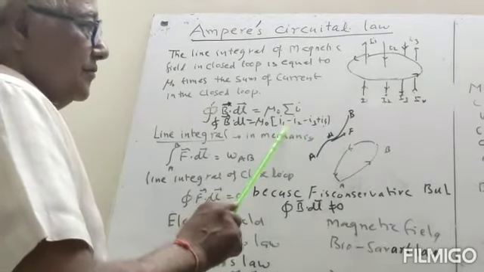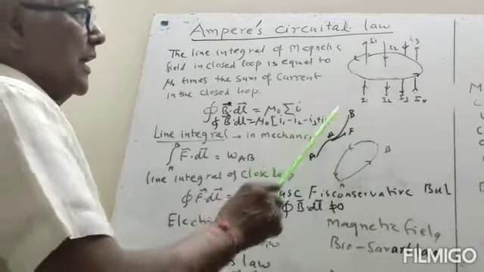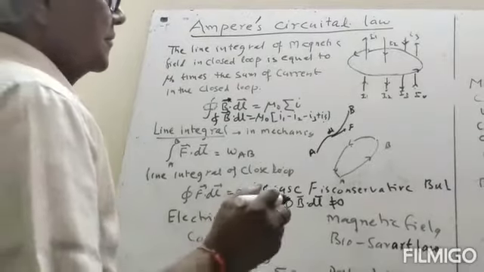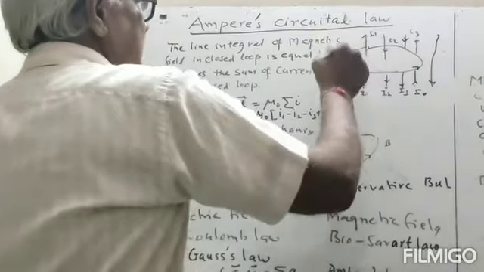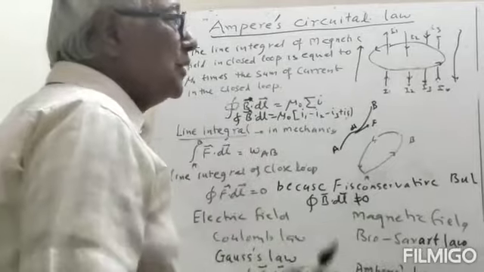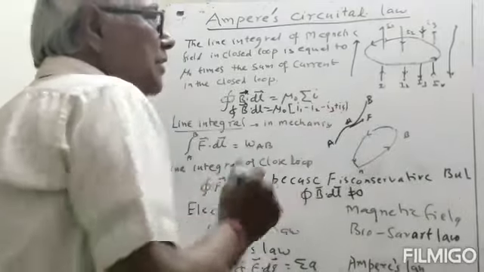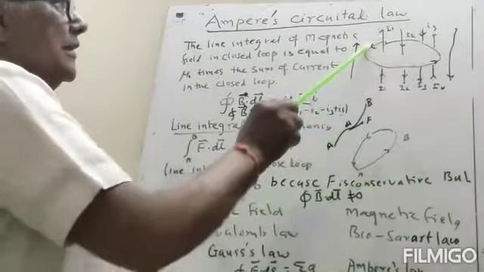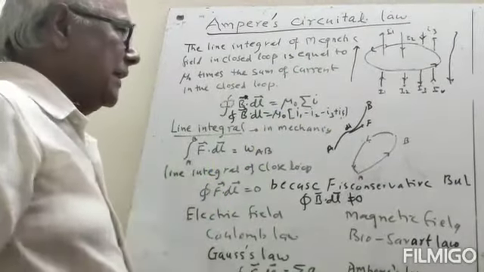So here it is the algebraic sum of the current in the closed path. If the current is outside, then that current is not to be taken. We have to take only the currents which are inside the closed path, and this is your closed path. Now we define what the line integral is.